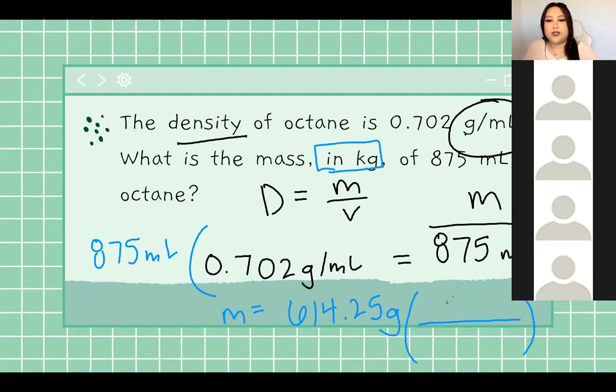Perfect. So would this 1 kilogram be on the top or the bottom? Top, yeah, perfect. 1 kilogram over 1,000 grams. And just to make sure that it is in the correct spot, we can cross cancel these. So we're left with kilograms. So 614.25 divided by 1,000. Can anyone do that in their calculator?